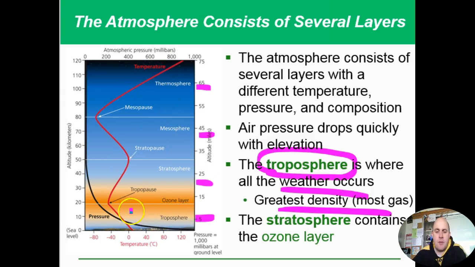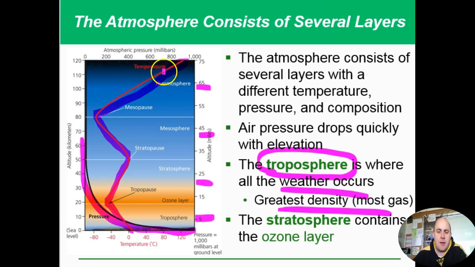Basically, this is broken up based on two things. First of all, pressure. So you can see as you go up, the pressure shrinks, of course. So the most dense air is at the bottom and then thins out. And then you see there's temperature changes that occur. And the temperature changes actually break up the layers.